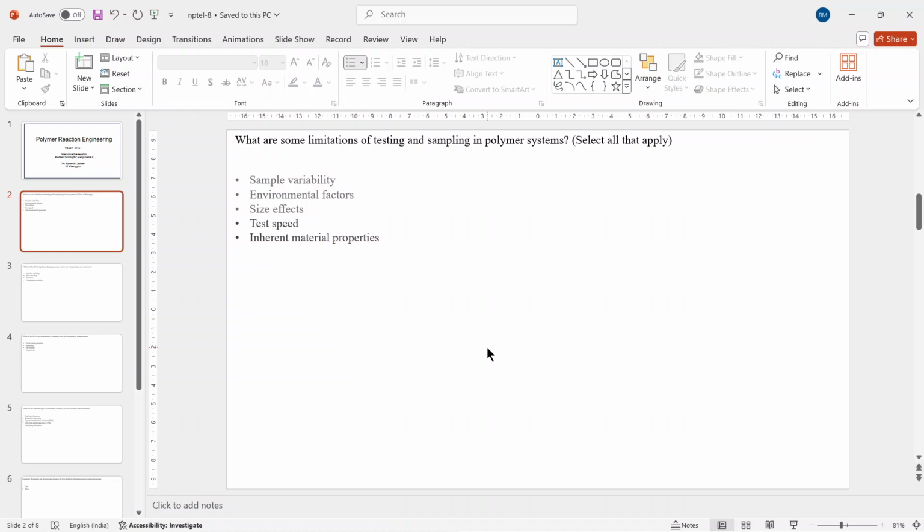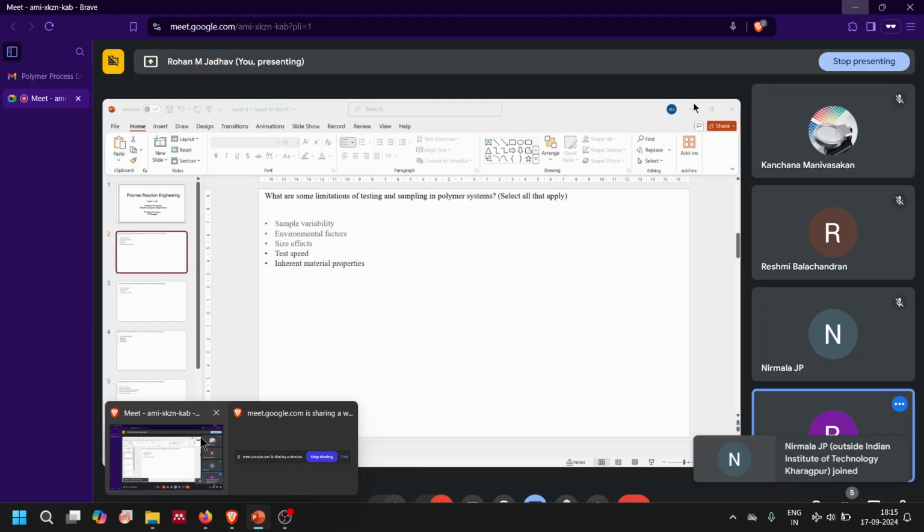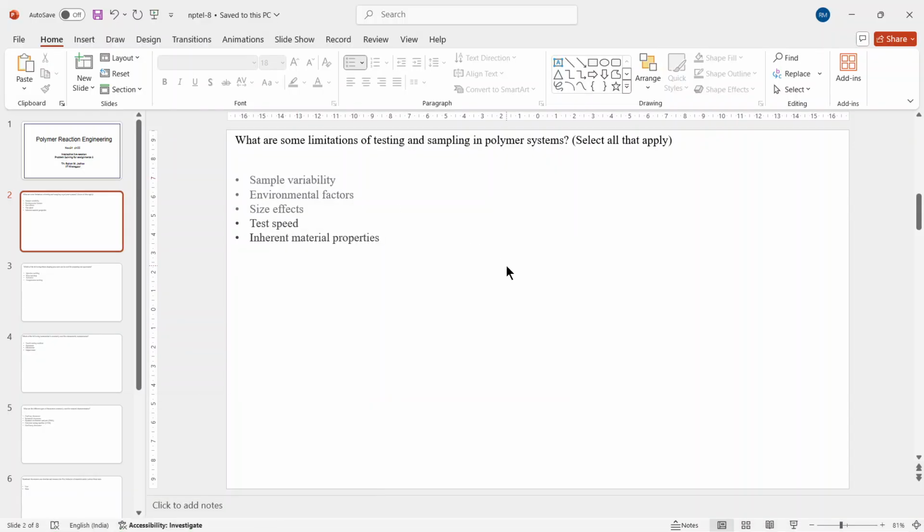What happens in environmental factors is that, for example, if you are living in a place where the humidity is very high, the water absorption of the polymer might affect the testing of the sample itself. So that's why it is very important to ensure that the environmental factors while testing are also maintained at a specific condition. These are some of the things which are followed while making a testing standard.